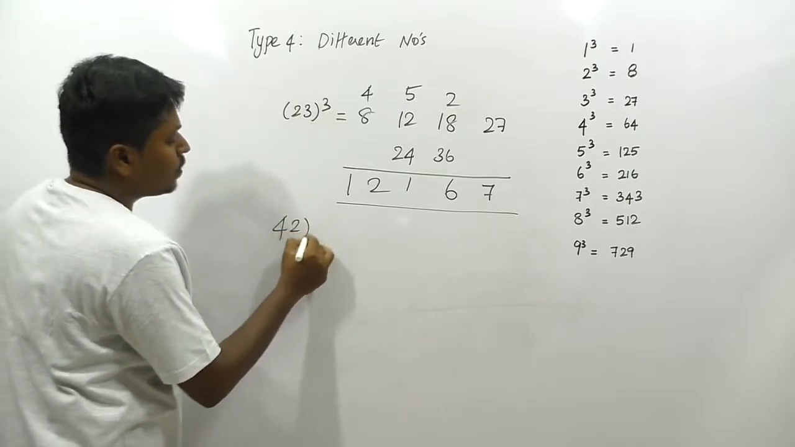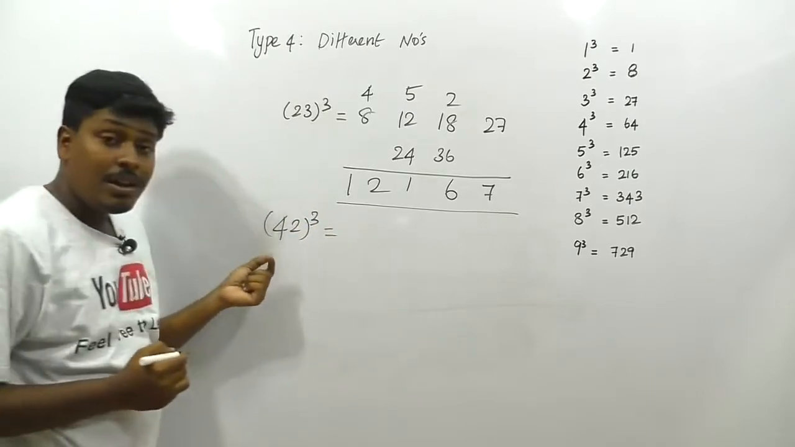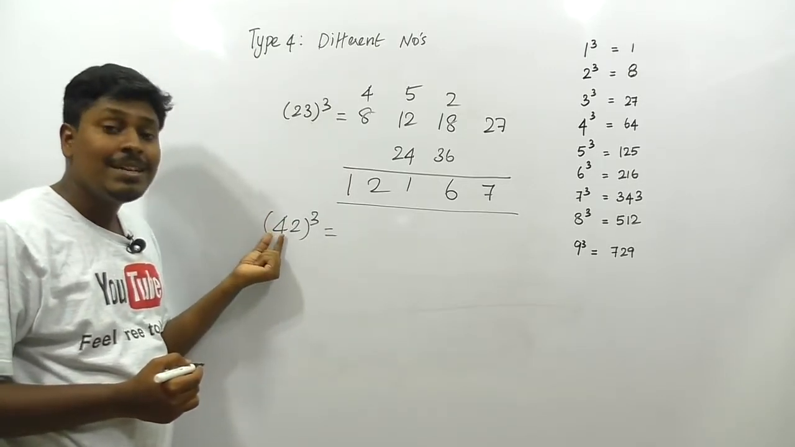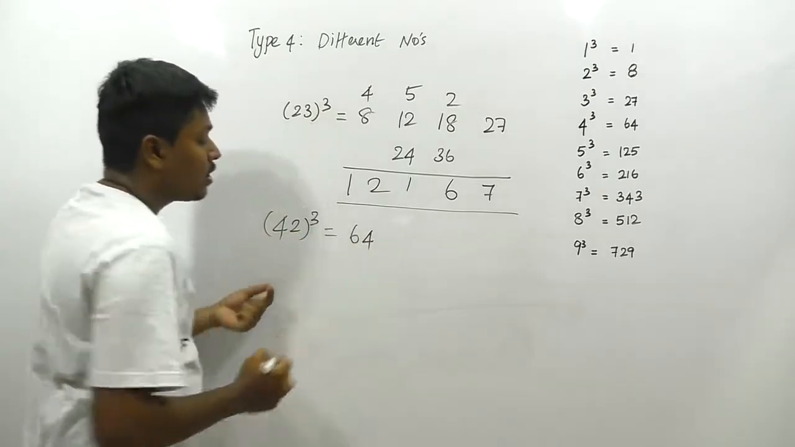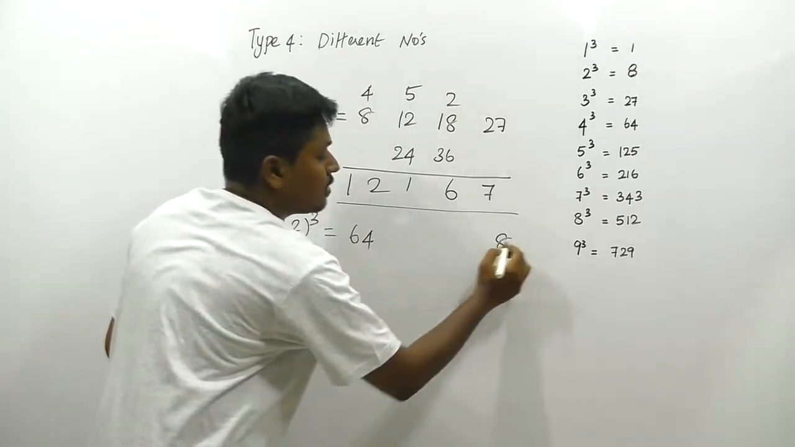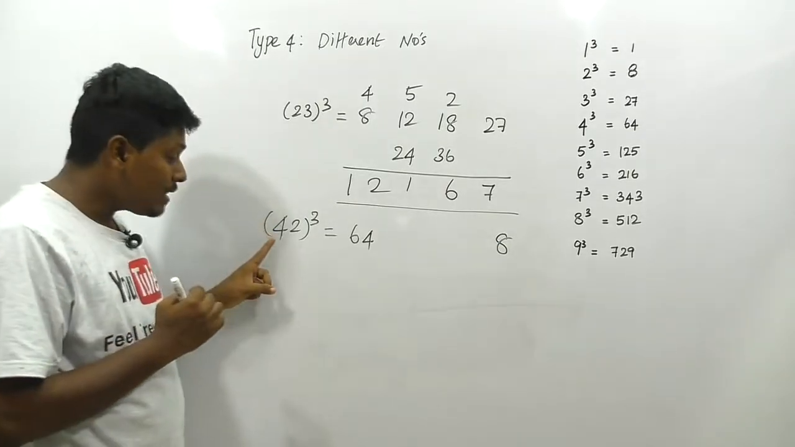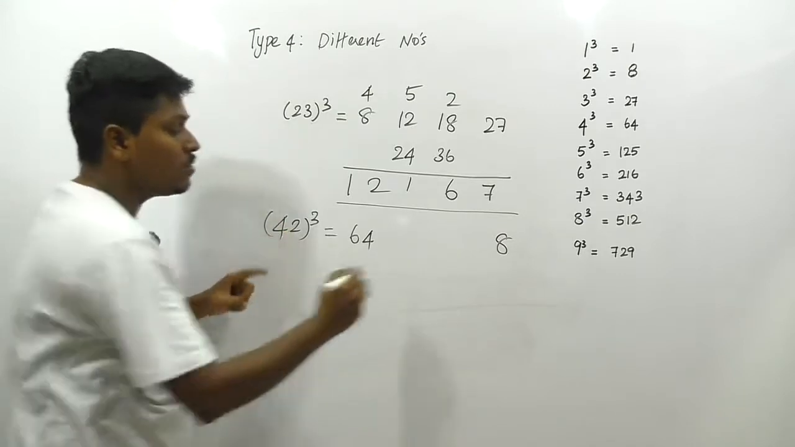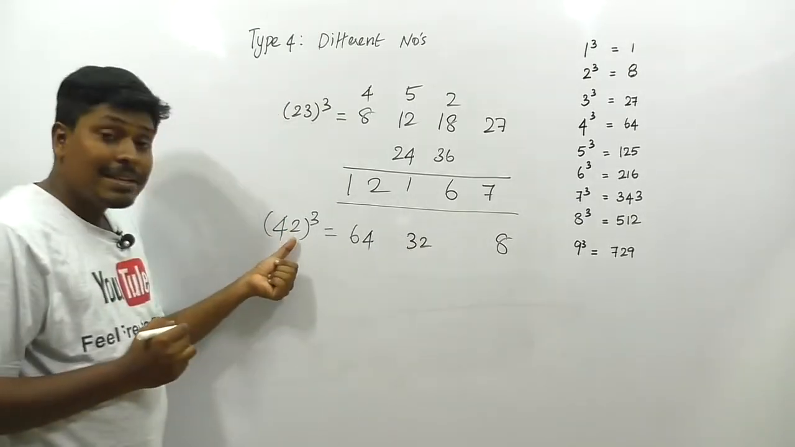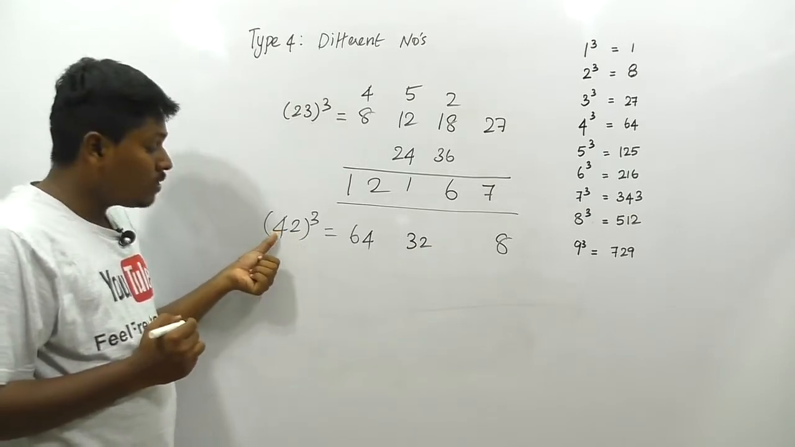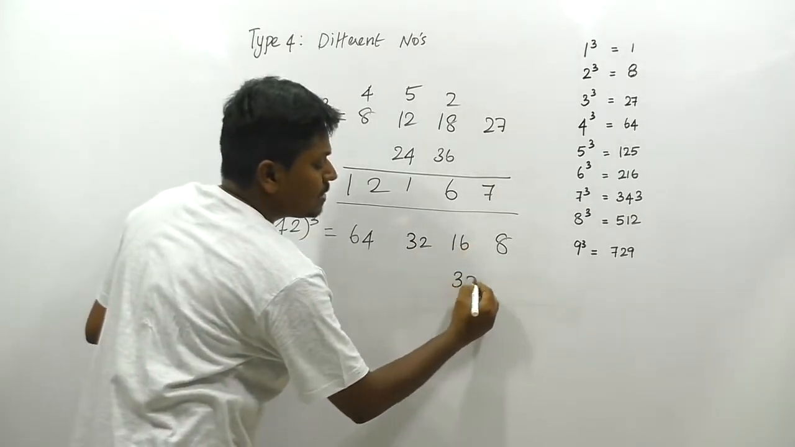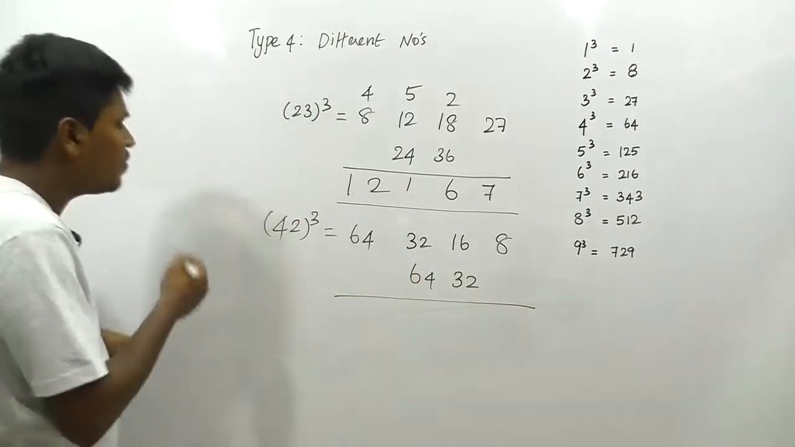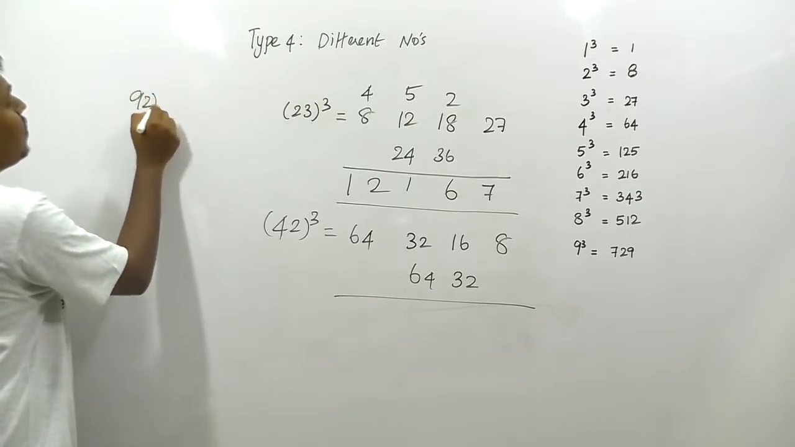Which is 42 cube. First of all, cube the first number, 4 cube. 4 4s are 16, 16 4s are 64. Cube the last number, 2 cube, that is 8. Step number 1. Step number 2, square the first number, multiply with the second number. 4 square, that is 16. 16 into 2 is 32. Square the second number, 2 square, that is 4. 4 into 4, that is 16. So same procedure, that is 32, 64, then add all the numbers. Got the idea, friends? We can move on to any other number, which is 92.